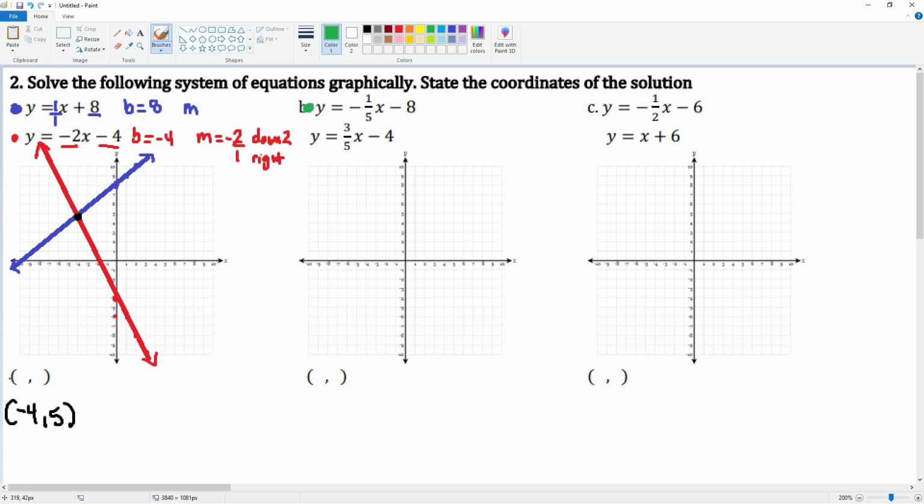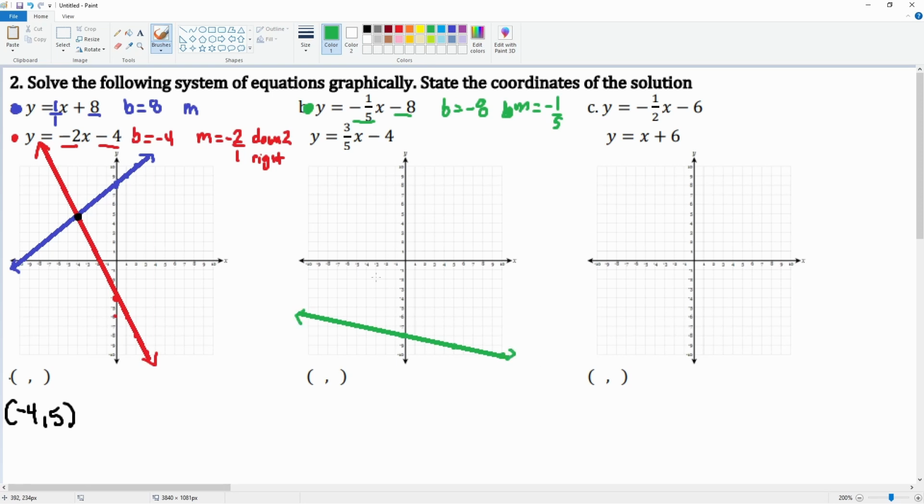I'm going to make the top one green. Here, the b is -8. That is the y-intercept, so here is -8. The slope now is the one in front, so that is -1 over 5. This means you go down 1 across 5: 1, 2, 3, 4, 5. You can repeat the process. Down 1 across 5, down 1 across 5. Then we can connect it the best that you can.